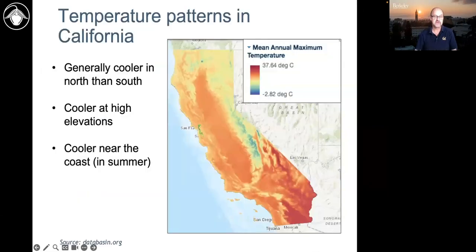So bring that into California, and we see, of course, warmer in the south, cooler in the north, and we see the cool high mountains in the Sierra Nevada, we see the coast ranges, and especially the Mendocino, Klamath mountains, the Cascades. And then what we'll come back to and talk about is the ocean effect along the coast.